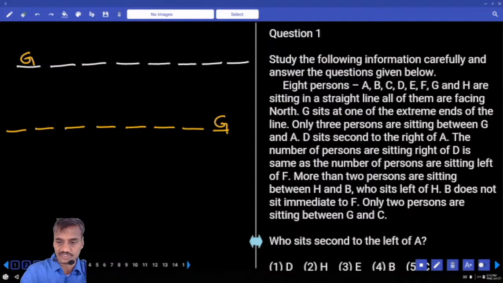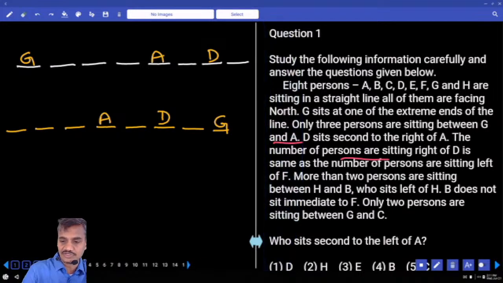Now G is here. There are exactly 3 persons between G and A. In between G and A, how many people are there? Exactly 3. Now here also in between G and A, there are exactly 3. And D sits second to the right of A. D is seated second to the right of A.